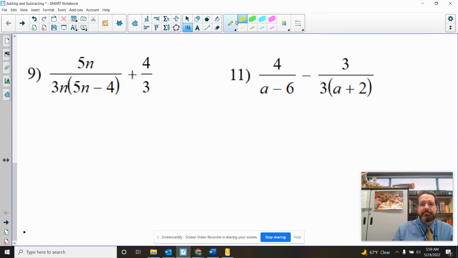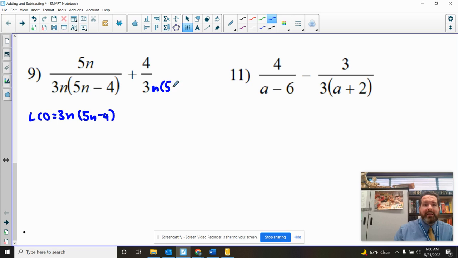Now on this one, what's our LCD going to be? Just for space reasons, I'm going to put it down here. Well, I'm going to need a 3, an n, and a 5n minus 4. So you've got to have at least all the factors of each denominator. But I also need a 3, but wait a minute, 3 is already listed. You don't need to list 3 again. This is our least common denominator. So this first one doesn't need to change at all. But the second one, we've got to multiply by an n and a 5n minus 4.